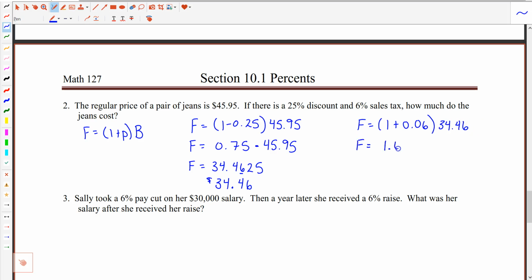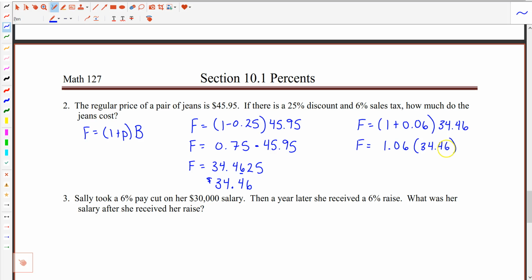Okay, so then I have 1.06 times $34.46. And again, notice that this decimal has meaning. With regards to this item, you're still going to pay 100% of the cost of that item, or the whole thing, and then you're going to pay another 6% on top of that. So this is the percentage of 106%, but expressed in its decimal format.